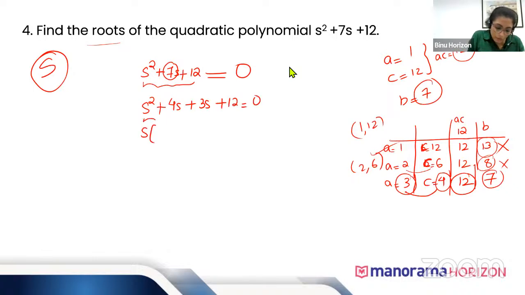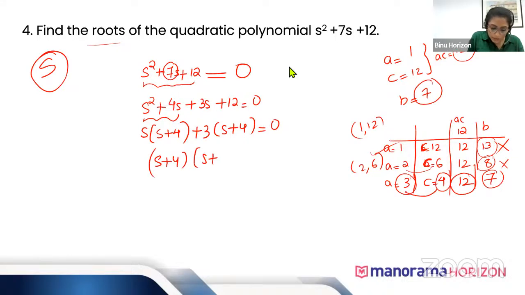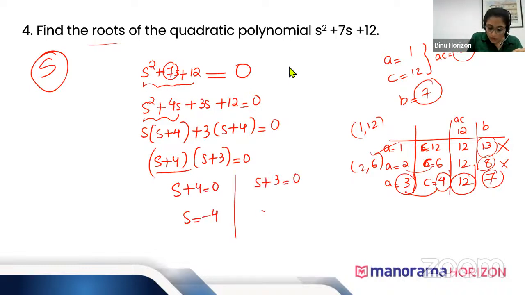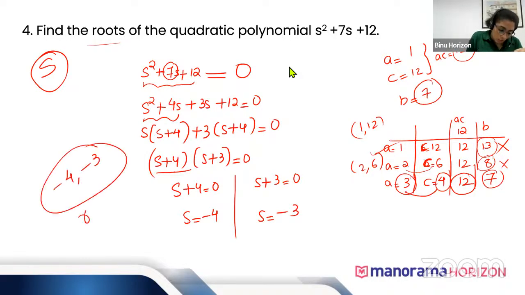Now take s common from the first two: s into s plus 4. And from the last two, 3 into s plus 4, equal to 0. So s plus 4 into s plus 3 is equal to 0. This equal to 0 should be there, because for finding the root the polynomial should be equated to 0. So s plus 4 is equal to 0, that means s is equal to minus 4. And s plus 3 is equal to 0, s is equal to minus 3. So minus 4 and minus 3 are the roots of this quadratic polynomial.